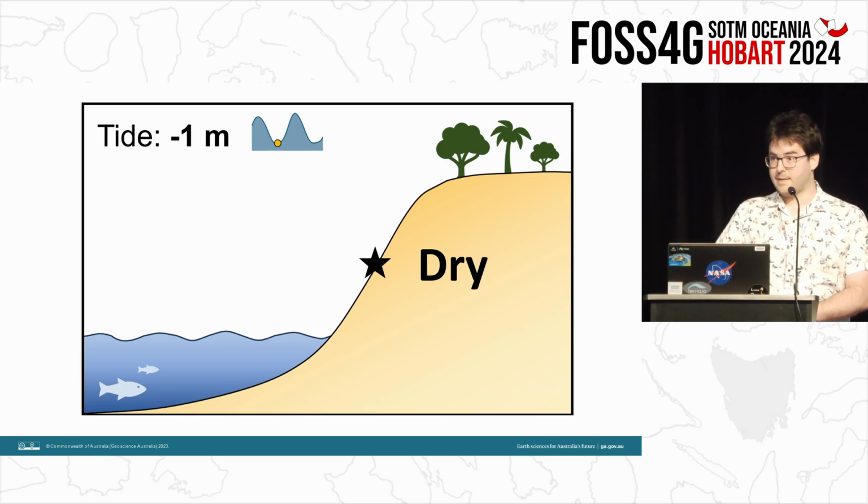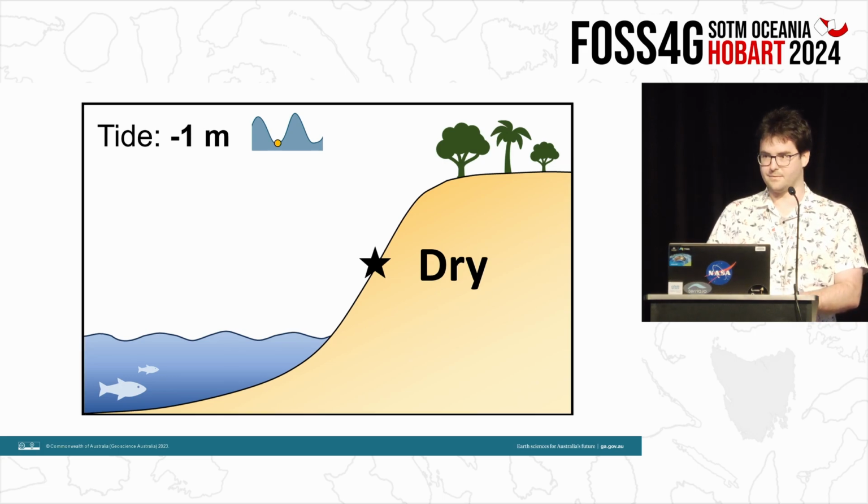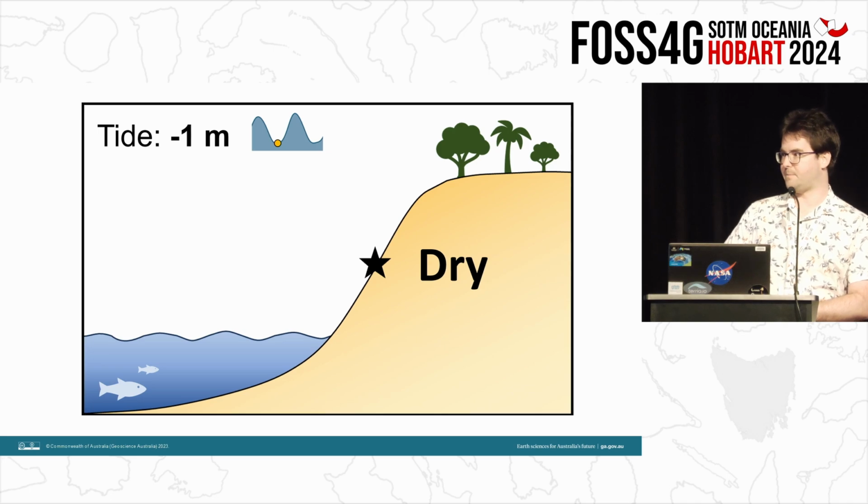So the model that we came up with to try and improve our mapping is actually quite simple, which was a nice thing. It's always good when you can get quite a simple mental model that then helps inform the satellite remote sensing. So here's an example of a typical beach.